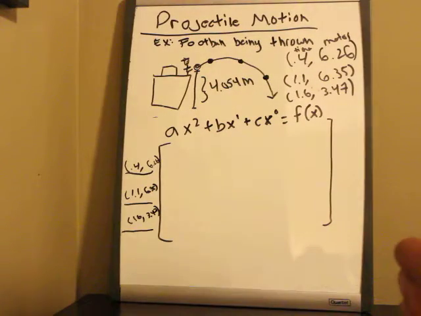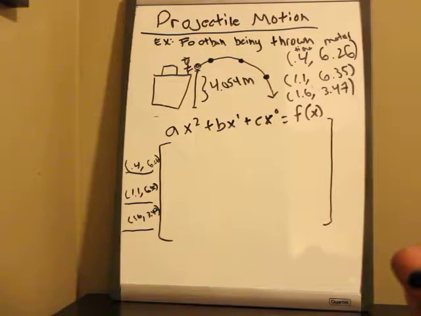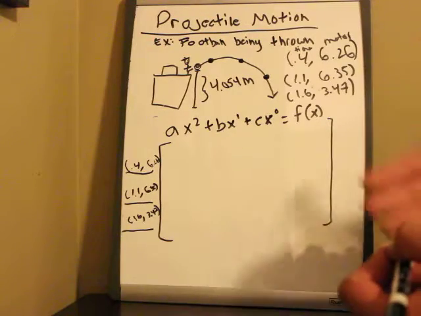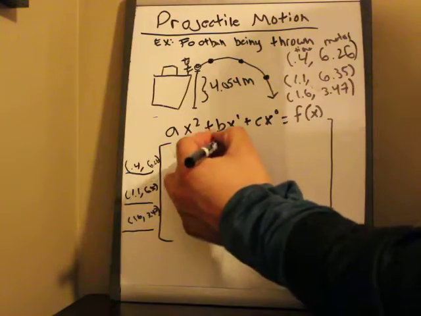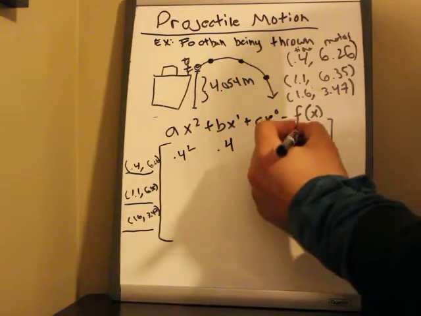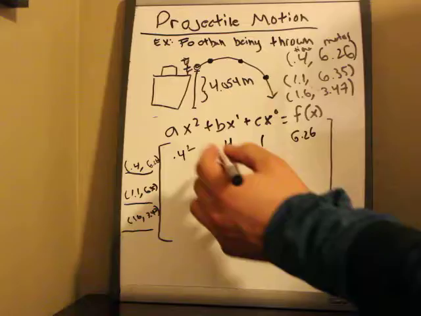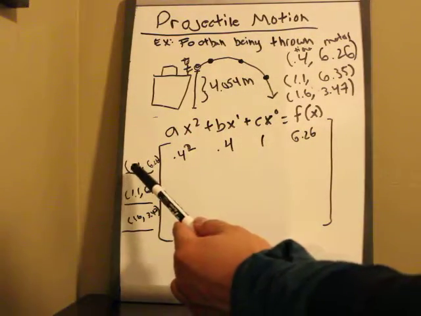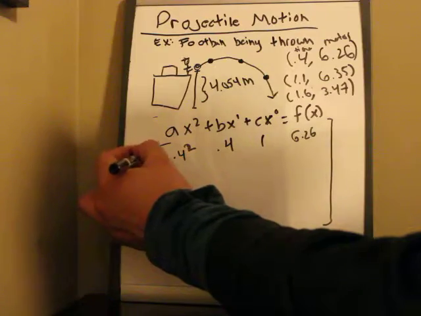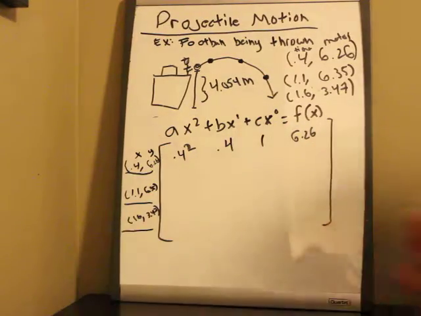If you watch the other videos on finite differences and setting up the matrix, you'll see exactly what I did step by step. But basically, you're going to have 0.4 squared, 0.4 to the 1, and then 6.26. For our x value right here, this is my x, my time. This is my y, my output.